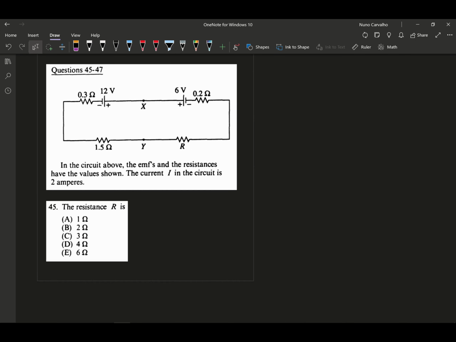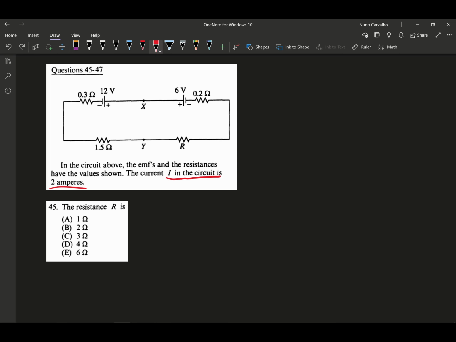Number 45 is a classic circuit problem. We're given a circuit here with EMFs and resistances, and we're also told that there is a current in the circuit that's equal to 2 amperes. And then we're asked, what is the resistance of R, which is this resistor down here? Well, we're going to be using Kirchhoff's rules here, and I think the easiest way is to start at any point here and go around, count up the voltages, and then solve for R.